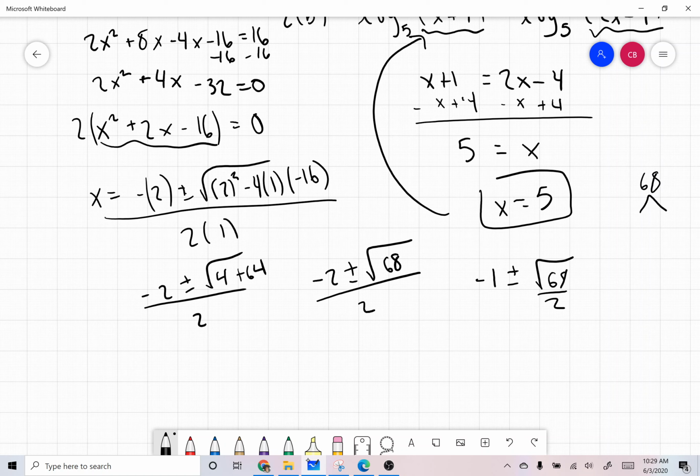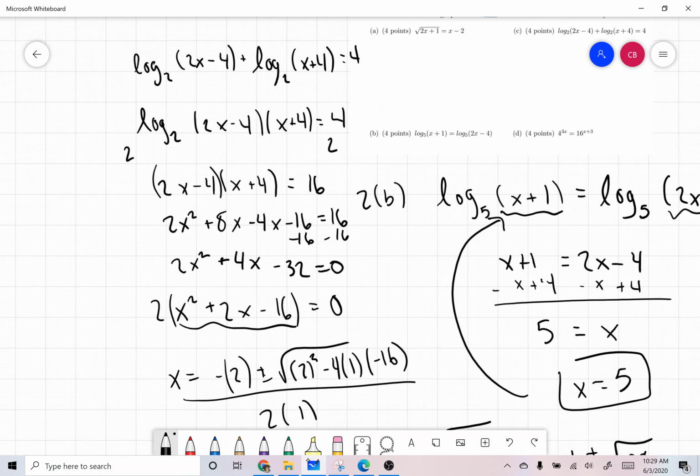68 is 4 times 17. So this is negative 1 plus or minus 2 square root 17 over 2, which is negative 1 plus or minus square root 17. The square root of 17 is going to be 4 point something. Negative 1 plus 4 is going to be positive. Negative 1 minus 4 is going to be negative. So the minus probably won't work. Let's check the original just to make sure.